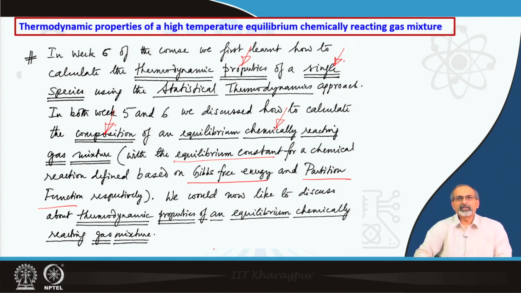And now we would like to put the things together so that we are able to obtain the thermodynamic properties not of a single species, but of that of a gas mixture, and in the process also obtain its composition, which we have already learned to do here. So, we are mainly trying to bridge the gap from the thermodynamic property point of view, which earlier we have done for a single species, we now would like to do it for a gas mixture.